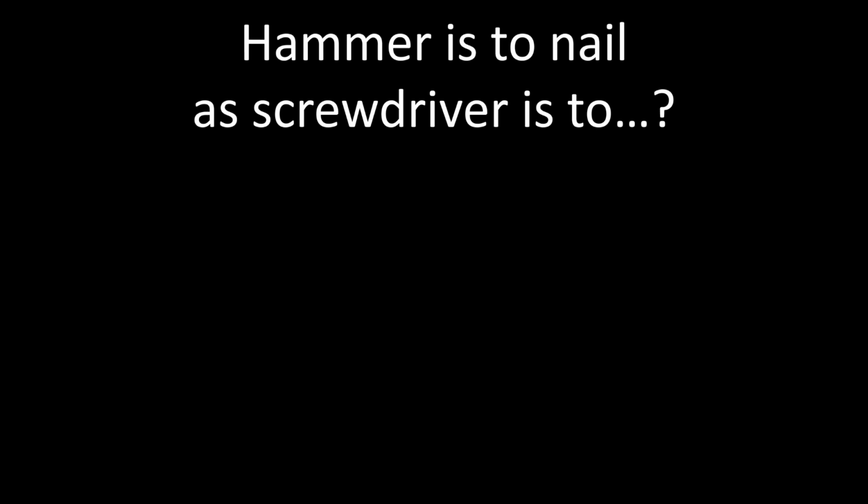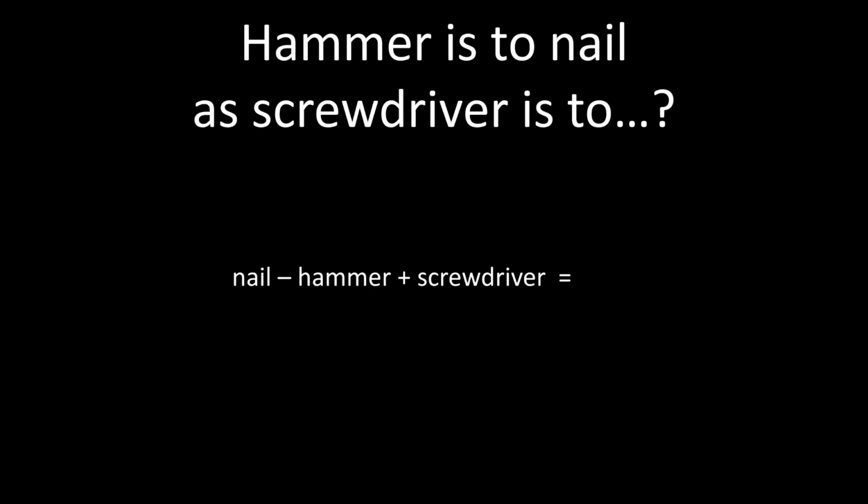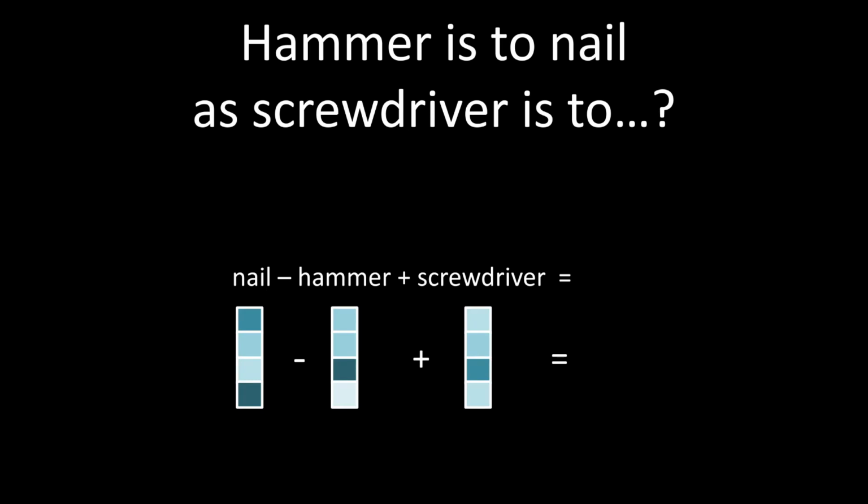So hammer is to nail, as screwdriver is to screw. Now we need to use these lists of numbers to actually perform the analogy task. So what we're actually going to do is literally do math on these lists of numbers. We're going to take the list for nail and subtract the list for hammer and add the list for screwdriver, just element by element. And that gives us a new vector, a new list of numbers. And that new list of numbers tends to be close to the correct answer to analogy tasks. So this hypothetical list of numbers is close to the co-occurrence statistics we see for the word screw.